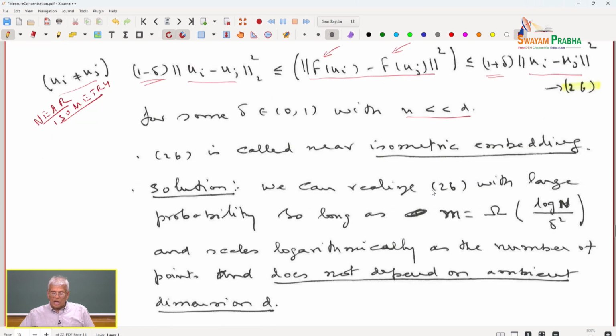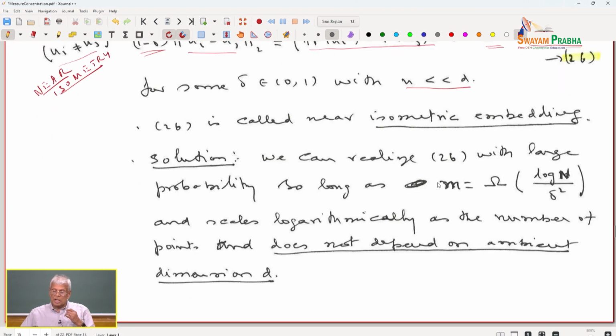Now we want to describe the solution. How do we realize 26? Please understand, this has a couple of important implications. We are going to save space in storing data, so that's a kind of compression. Secondly, we are also going to be very nearly preserving the pairwise distances between the objects.